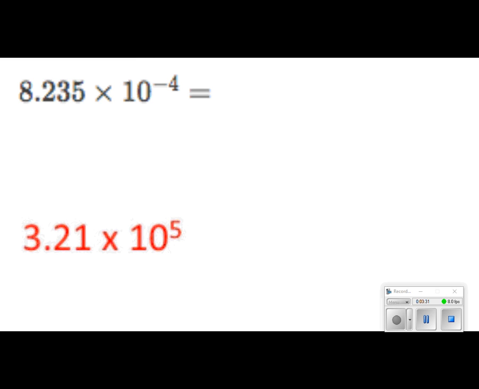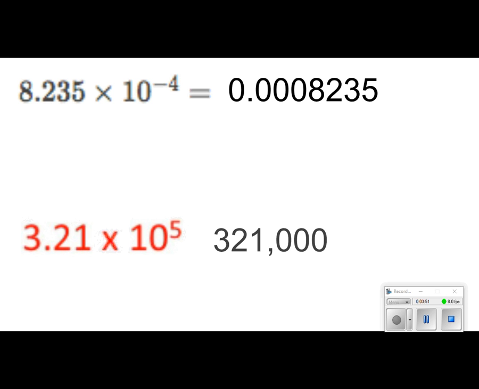Here are 2 to try on your own. Pause your video. 8.23 times 10 to the negative 4th turns into 0.000823, and 3.21 times 10 to the 5th turns into 321,000.